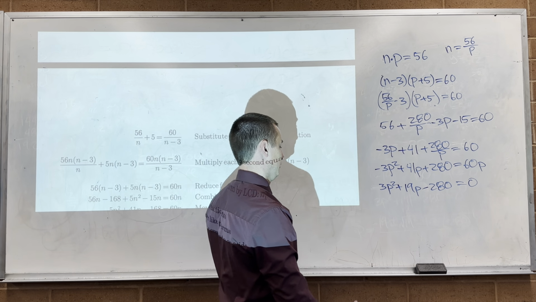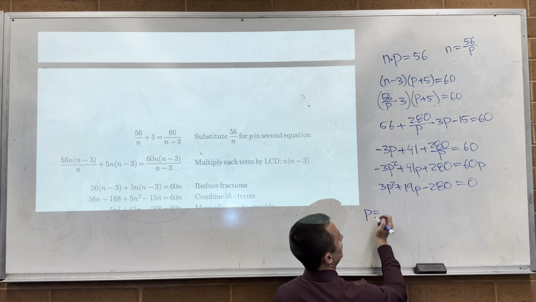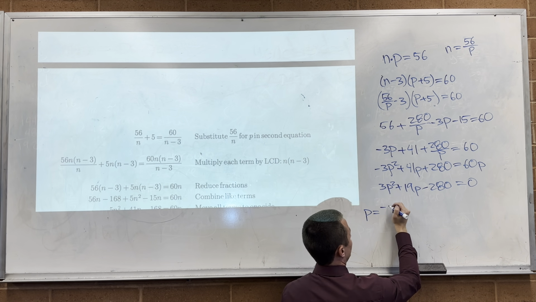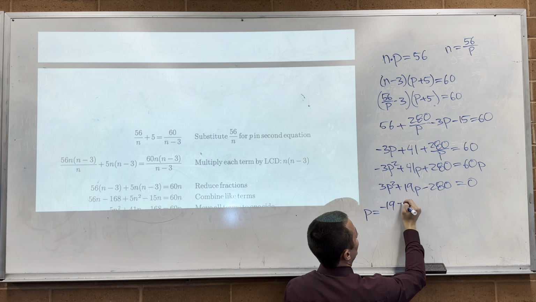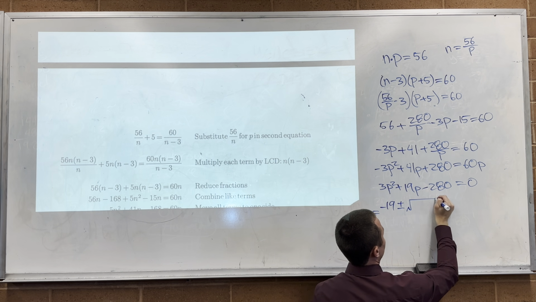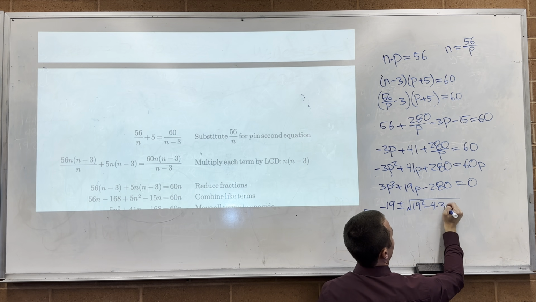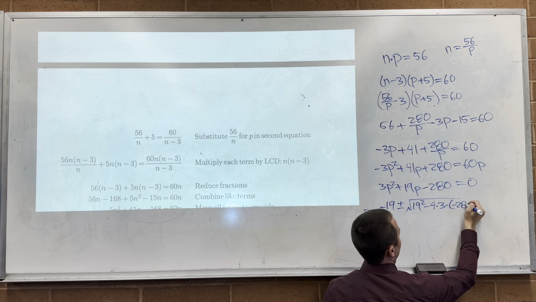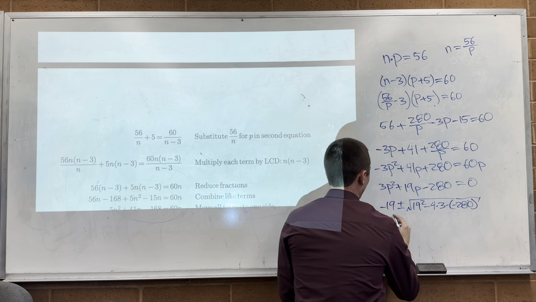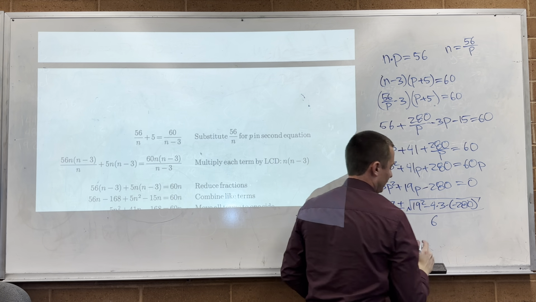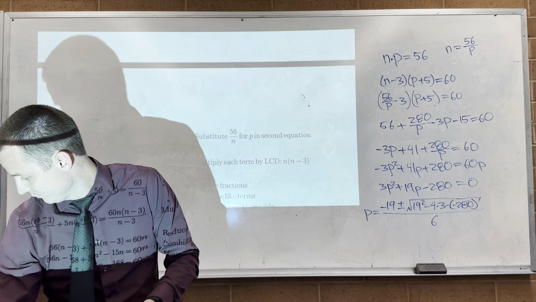Okay, that's right. So then p is equal to negative 19, still getting that, plus or minus the square root of b squared, which is 19 squared, minus 4 times a times c, all over 2a. Good. I think I'm still getting the exact same answer.